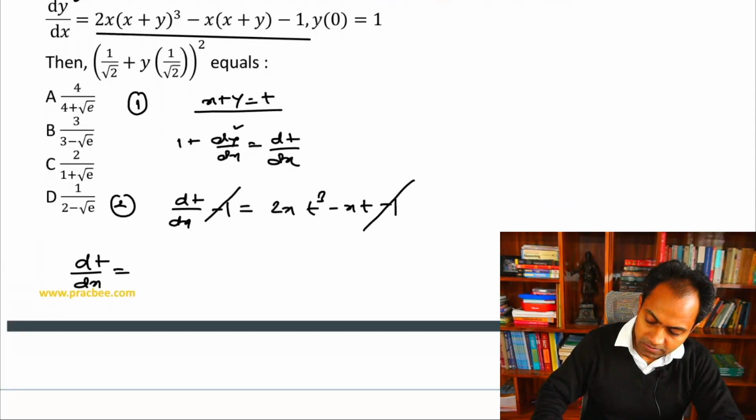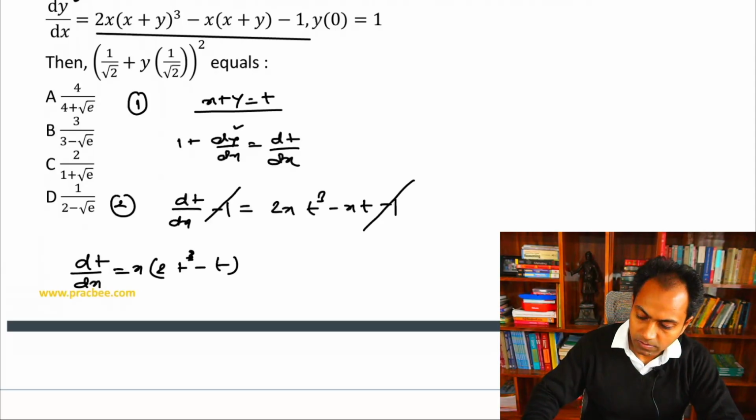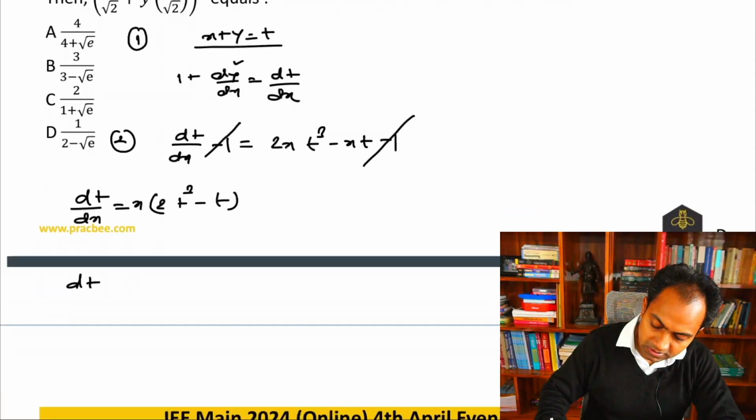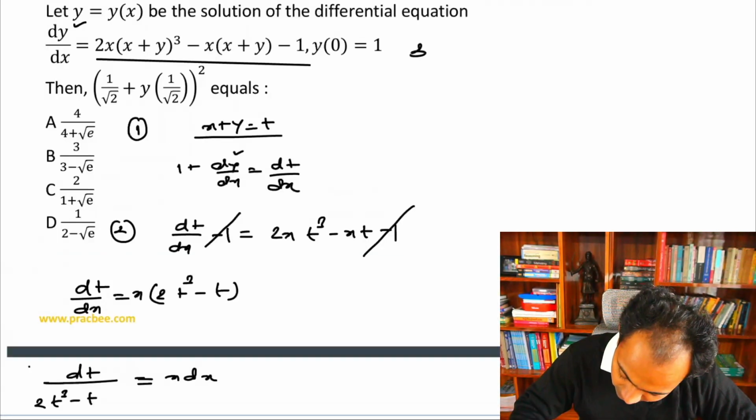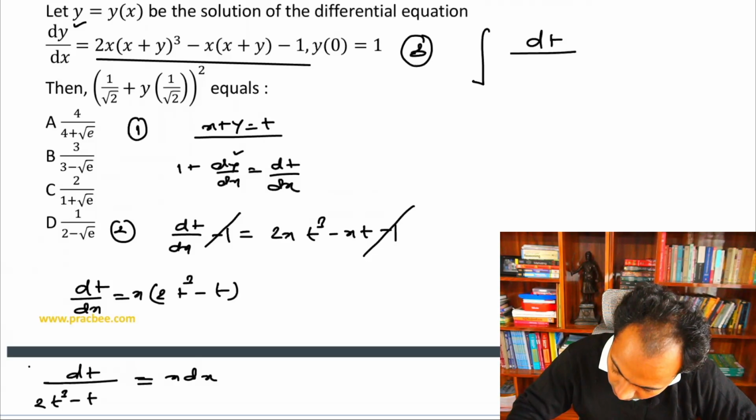dt by dx is fine. I can write this part as nothing but x can be taken common, 2 t cube minus t. And if I write it like this, now you can see that this can be written as dt by 2 t cube minus t is equal to x dx. Now in the next part, if I want to integrate this, in the third part, let us integrate. So this becomes dt by 2 t cube minus t is equal to x dx.